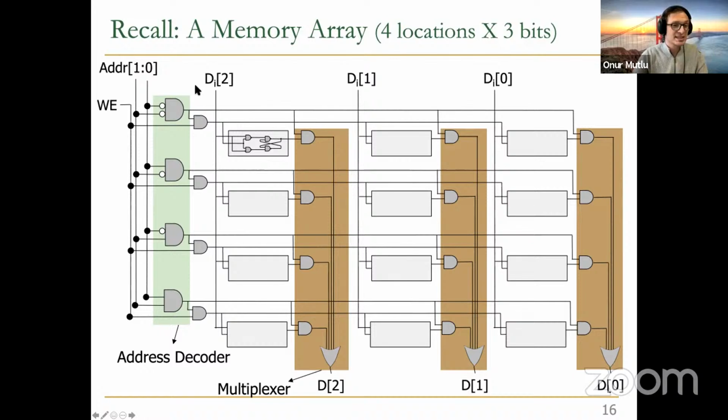This is 4 locations, as you can see. You have 4 addresses, meaning address space is 4. And then each location has 3 bits, meaning addressability is 3. Basically, by accessing one location, you get 3 bits. So this is a 3-bit addressable memory.